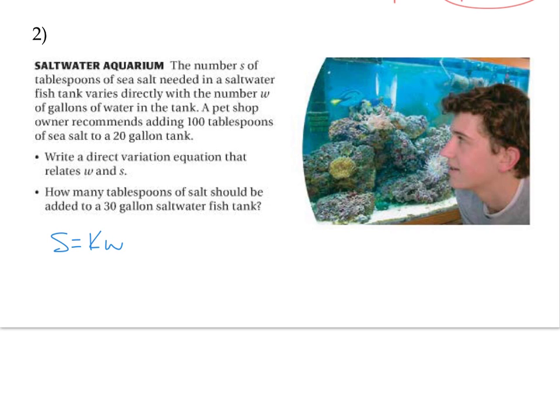So to find k then, we're going to do S over W, which in this particular problem, we have 100 tablespoons of sea salt recommended when there is a 20-gallon tank. That comes out to 5. 100 over 20 is 5. So we could write the equation S equals 5W. The amount of sea salt is equal to 5 times the gallons of water. 5 is the constant of variation here.